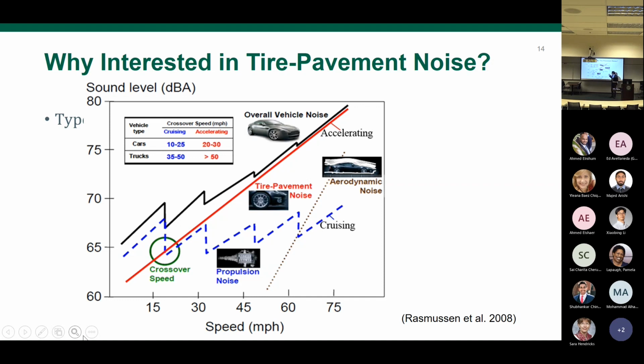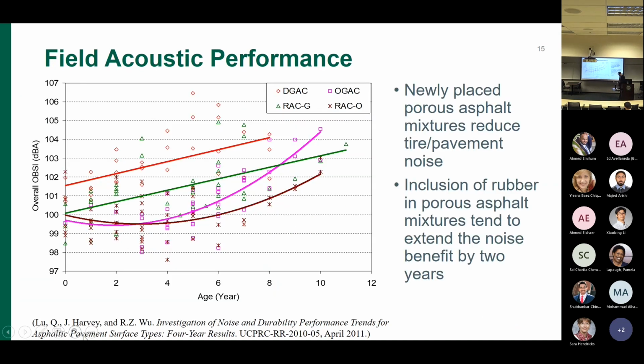The third source of noise is the tire-pavement noise. Now, this chart shows that with the increase of the speed of the vehicle, the car or the truck, the tire noise begins to dominate the total traffic noise. So if we can reduce the tire noise, we can significantly reduce the total traffic noise on the roads, particularly at high speeds.